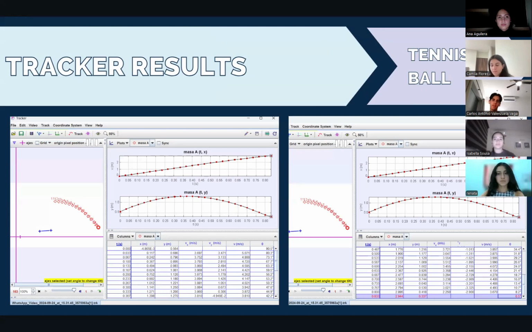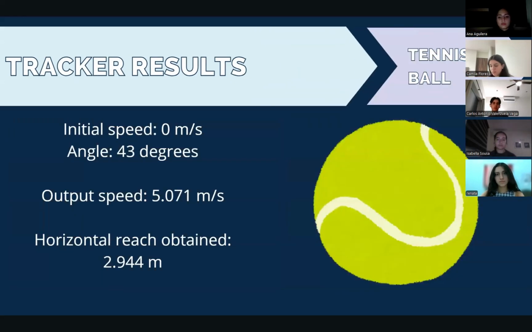Here are the graphs for the tennis ball made by tracker. And as with the yellow ball, we have an output speed, which would be the speed at which the projectile leaves the catapult, at an angle of 40 degrees. And with these conditions, the horizontal reach is 2.94 meters.